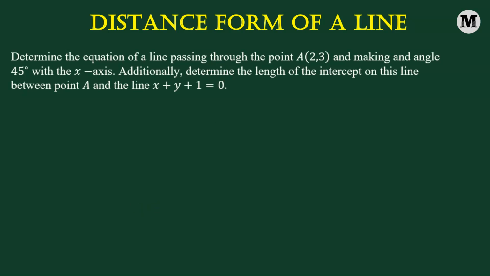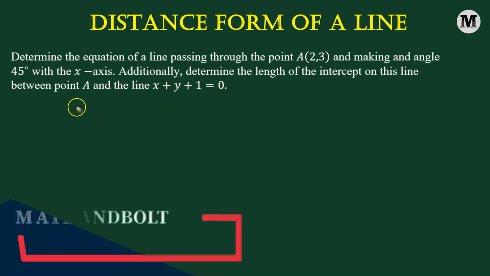Determine the equation of a line passing through the point A having coordinates (2, 3) and making an angle of 45 degrees with the x-axis. Additionally, determine the length of the intercept on this line between point A and another line with the equation x + y + 1 = 0.